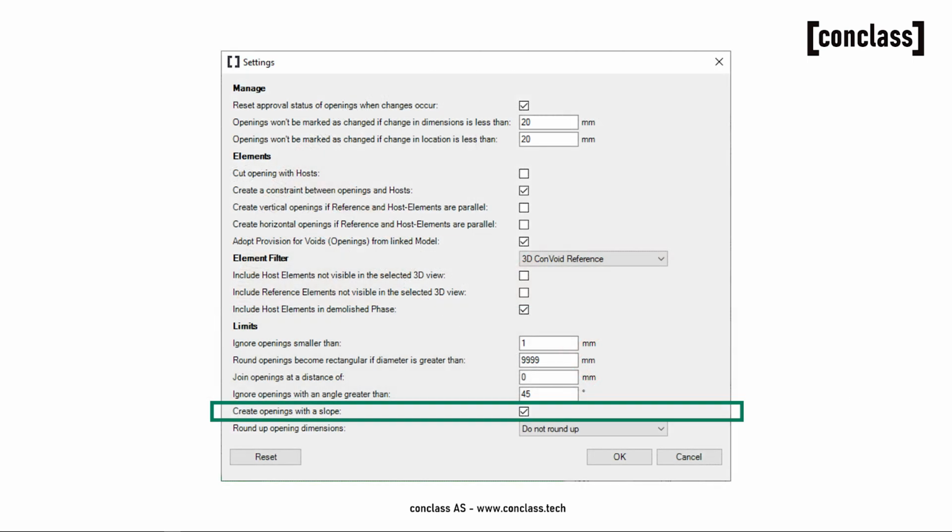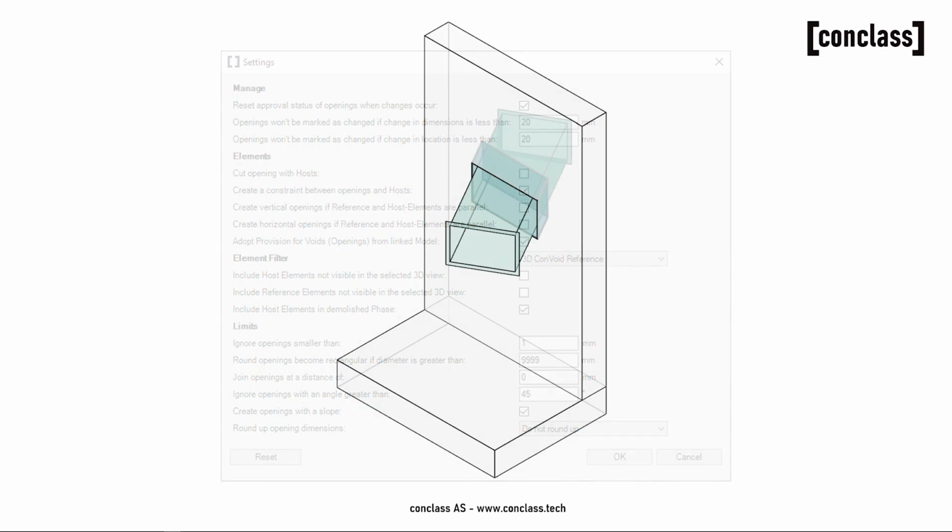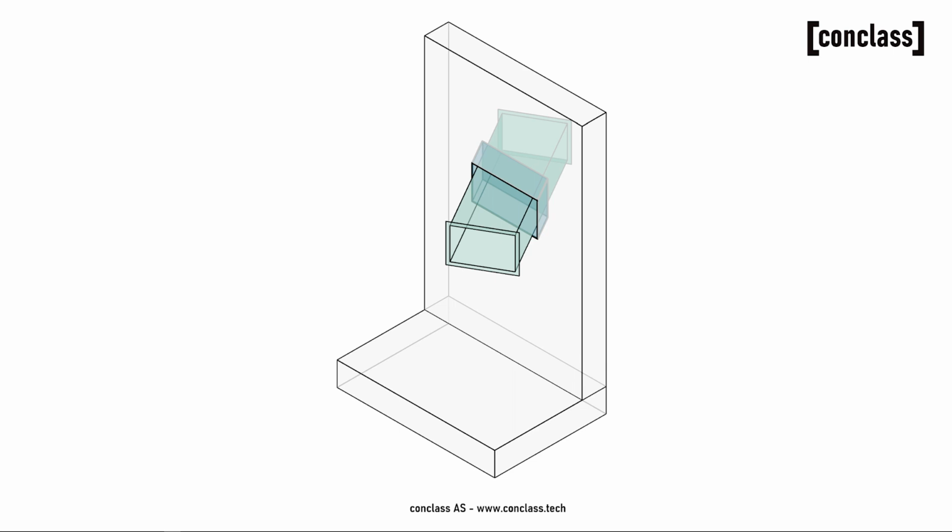Create openings with a slope. Enable this option, and ConVoid will create an opening with a slope in X, Y, and Z rotation if the reference elements intersect the host with an angle. If you disable this option, ConVoid will create a straight opening instead.